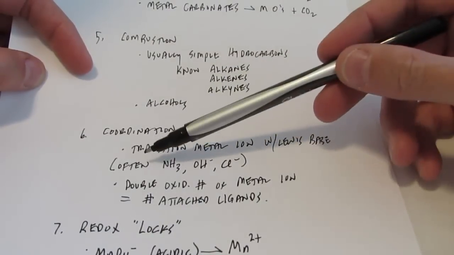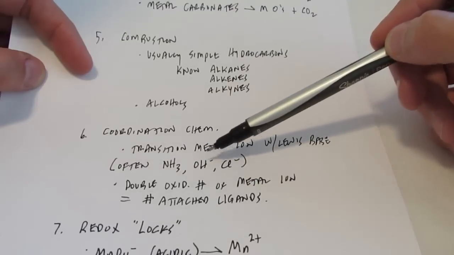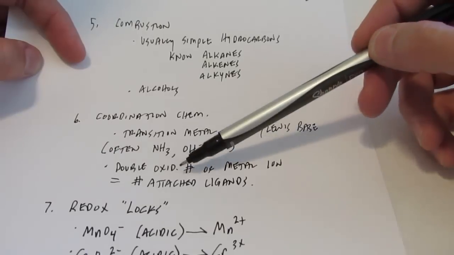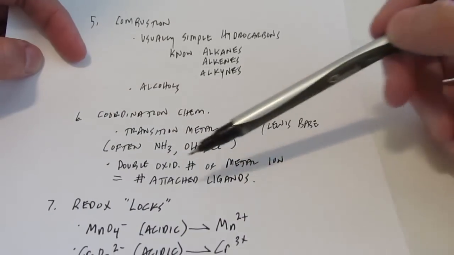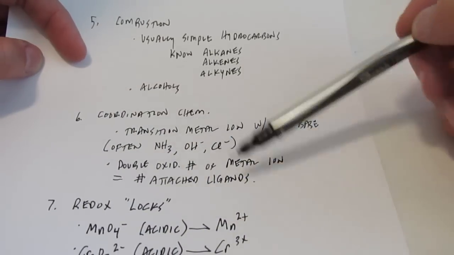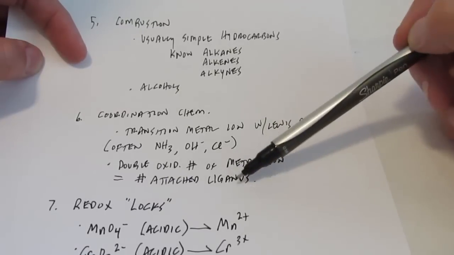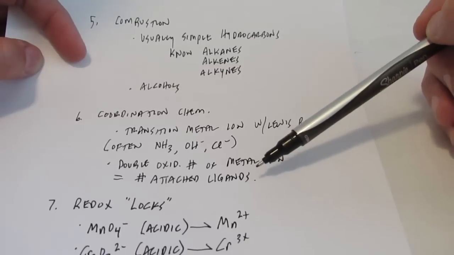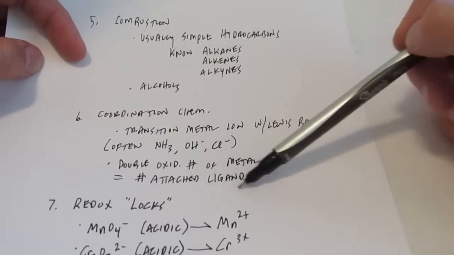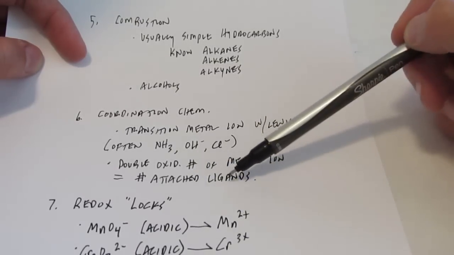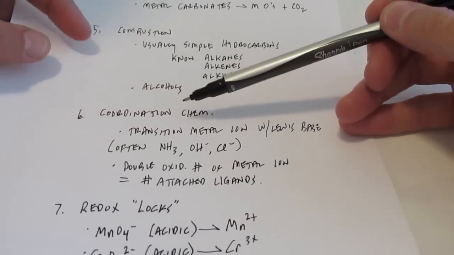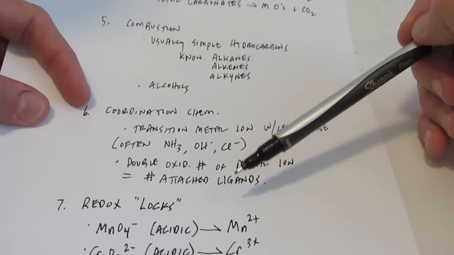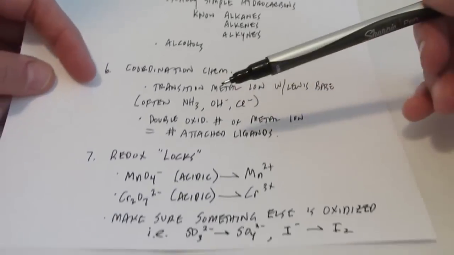Now the Lewis base used is often ammonia, hydroxide, or chloride. A simple way to do these is simply to double the oxidation number of the metal ion, and that's the number of these Lewis bases that will attach to it. We call them ligands. You might not have had a lot of time to go over that in your high school chemistry class, but coordination chemistry, every once in a while you will see one of those on the exam. They're pretty easy. I'll show you a couple on the next video when we work through a couple of the past exams.